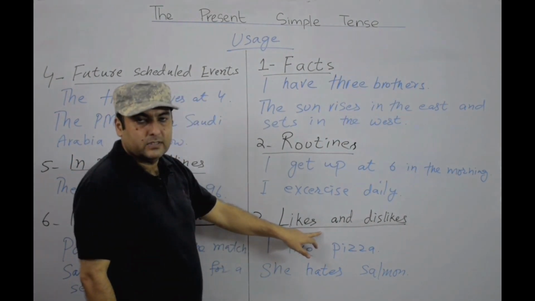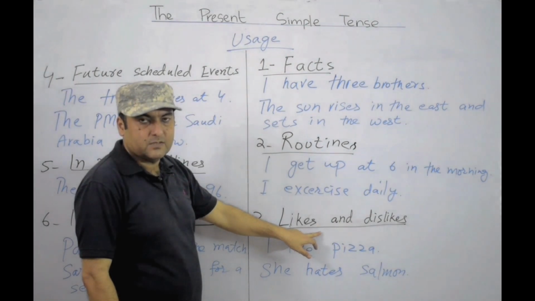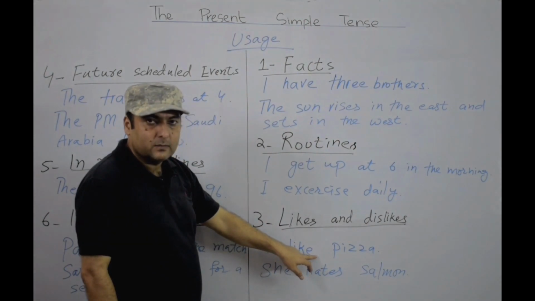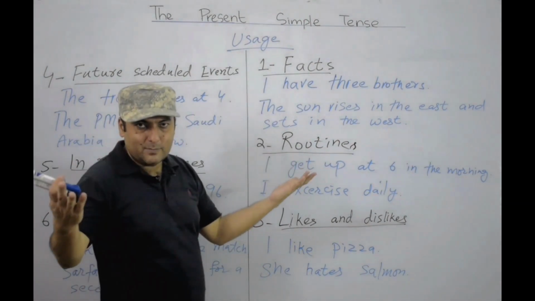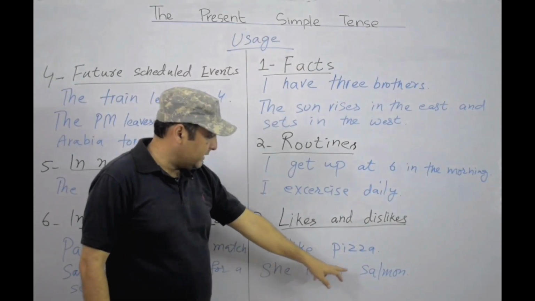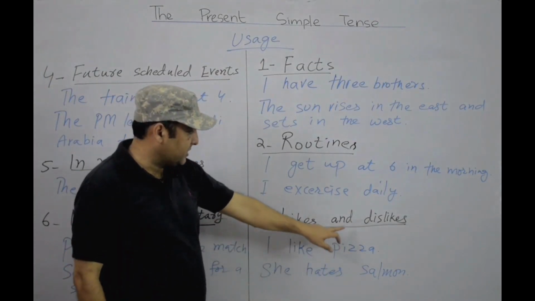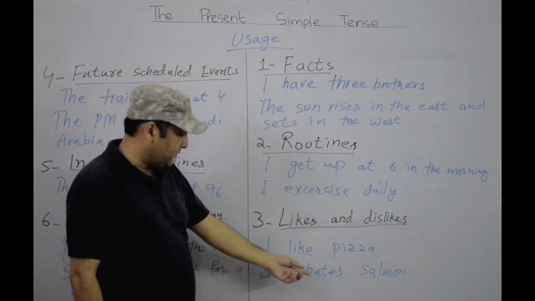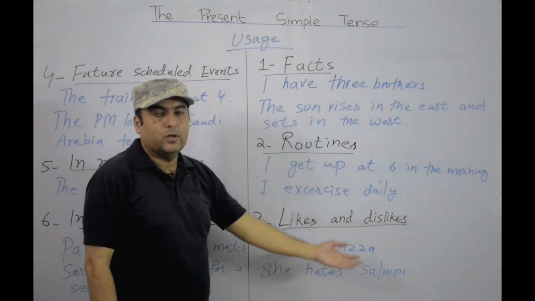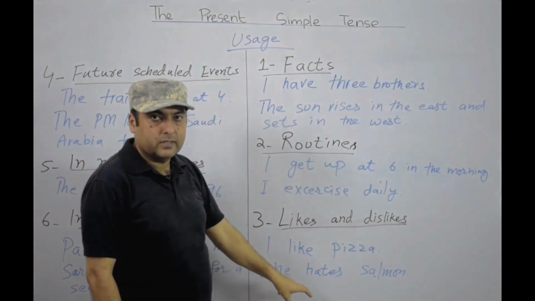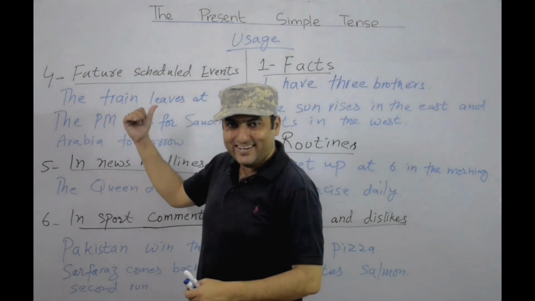The third usage is we use this tense to express our likes and dislikes. So one sentence about me and one sentence about an imaginary she. So I like pizza, for example. She hates salmon, a kind of fish. And these sentences can be negative as well. For example, if I say I don't like salmon. So this is also like 3 on this side of the board, 3 here.